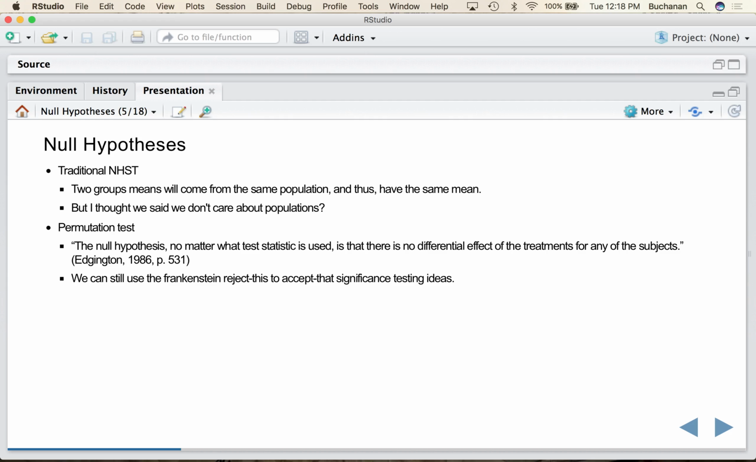Now, I have always thought about significance testing as this weird Frankenstein system where we are rejecting the null to accept the research. Now, we don't ever say that because we're good scientists, but we are rejecting the null hypothesis, so the only thing left is the research hypothesis, which is that there are differential effects. And so we could still use those ideas.